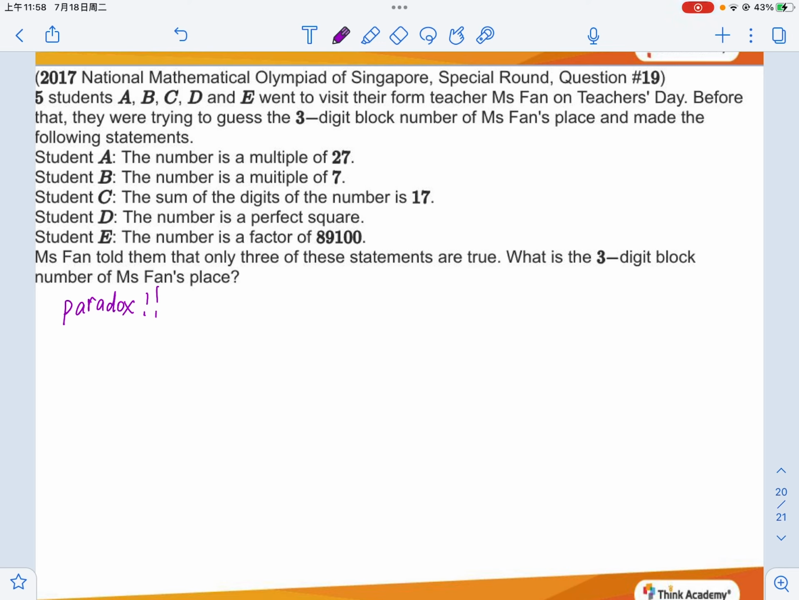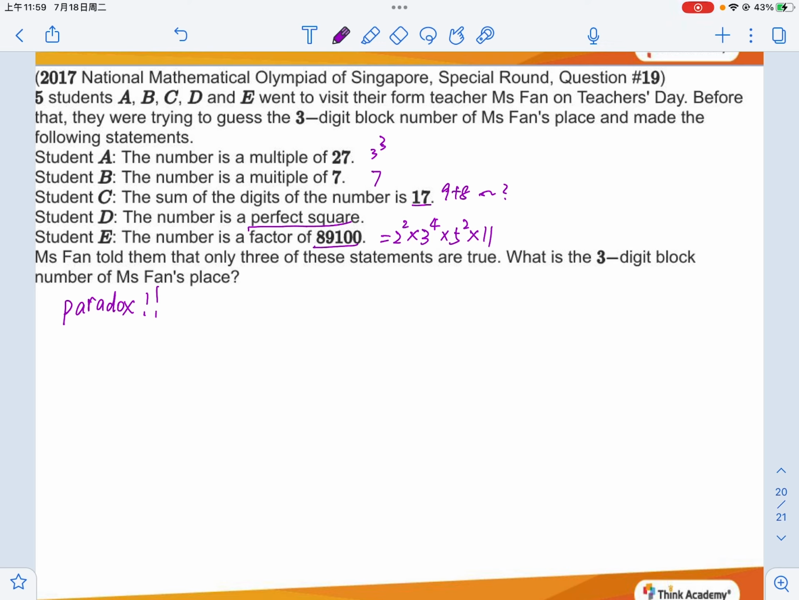The first one, A: 27 is a cube, right? And this one, just a 7. And this 17, maybe 9 plus 8, something else, I don't know. And perfect square, great. And 89100. So you should factor that. It will be 2 squared times 3 to the 4, and 5 squared times 11. So you need to know that.